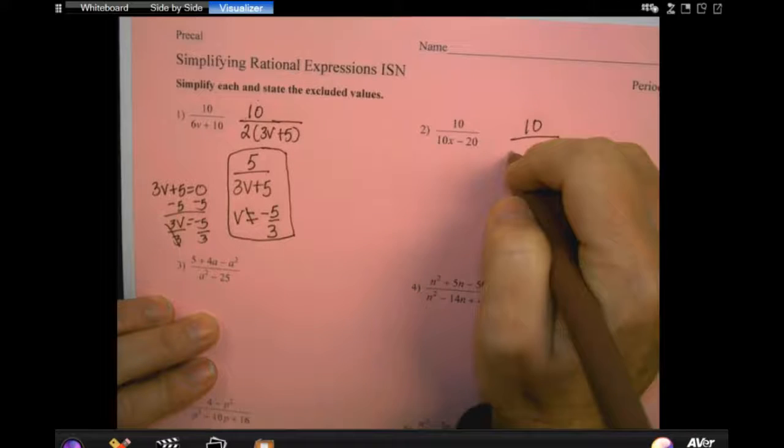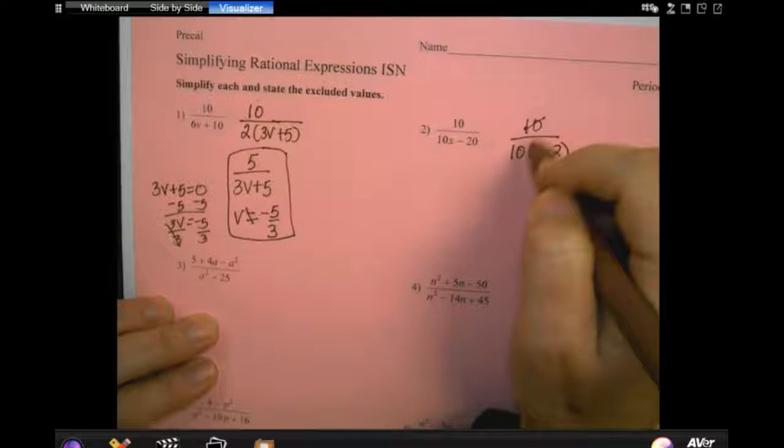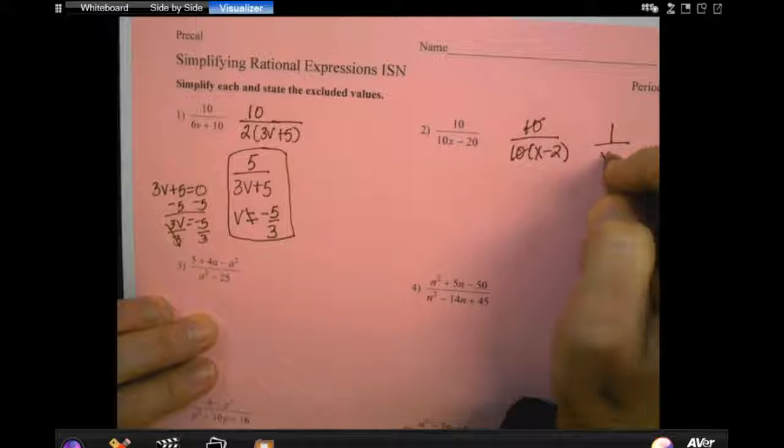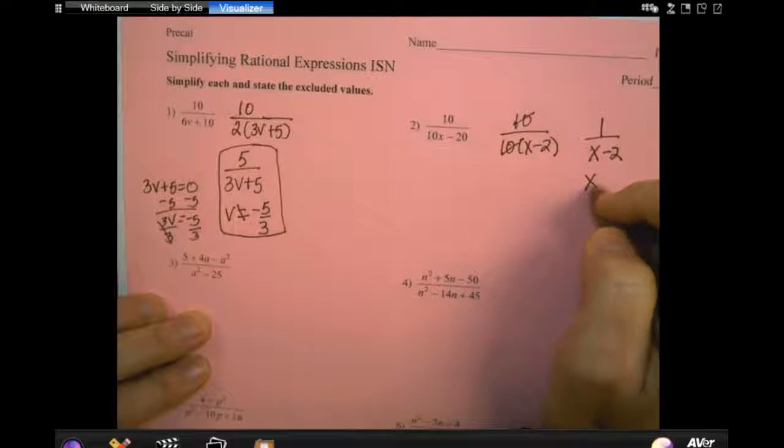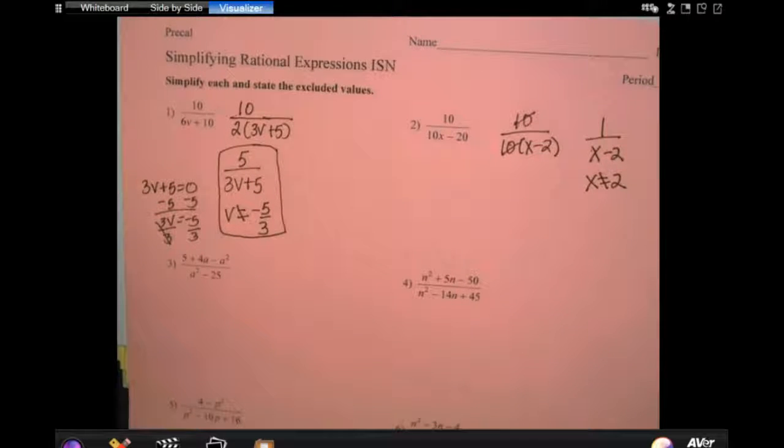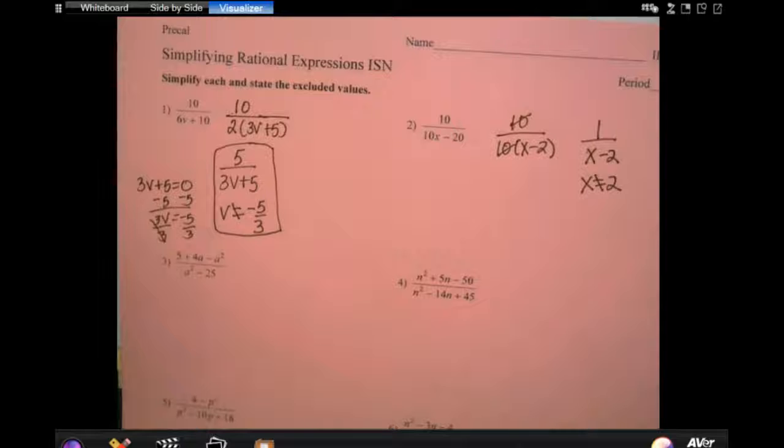On the next one, there's nothing to reduce on top, but on the bottom, what can I factor out of the 10x? 10. So I'm going to have x minus 2. What cancels now? I have to put a 1 on top. What's going to make the denominator 0? x cannot equal 2. If you remember, the minus 2 is with the x, so which way does this shift? To the right. That's why it can't equal 2, because there's an asymptote there.